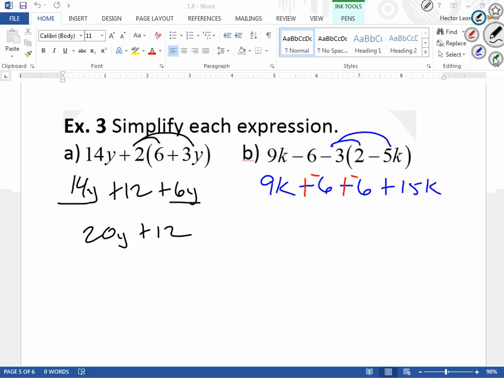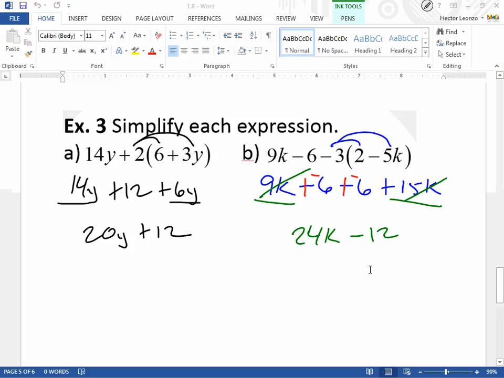So now looking at those that have a k, I have 9k plus 15k. I'm going to call that 24k. I'm just going to add the coefficients of the k's. And on those that don't have a letter, notice how I cross them out. That way I know I already used them. Now here, -6 plus a -6, I'm going to call that -12. So those are basically my answers for those two.